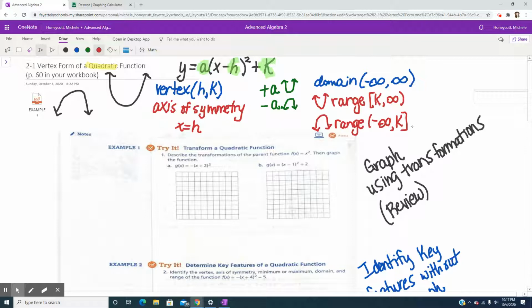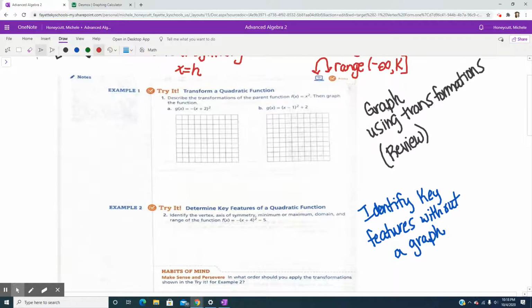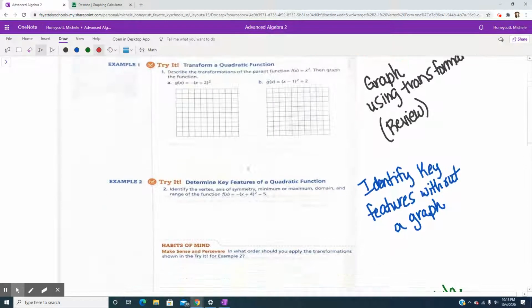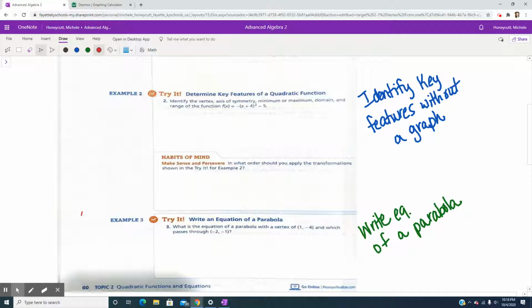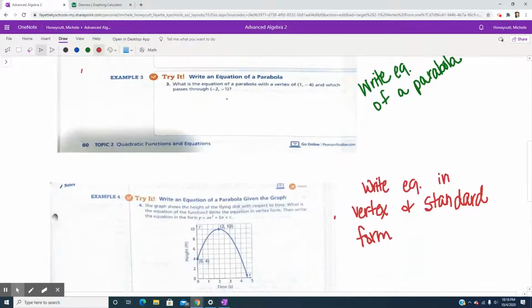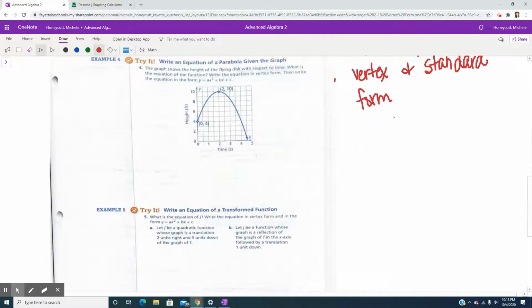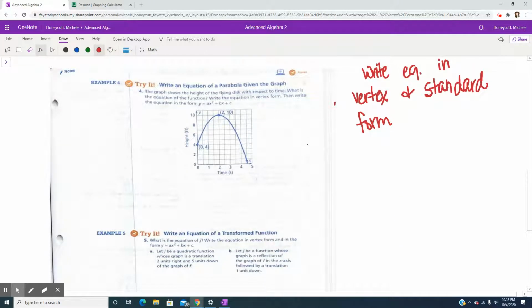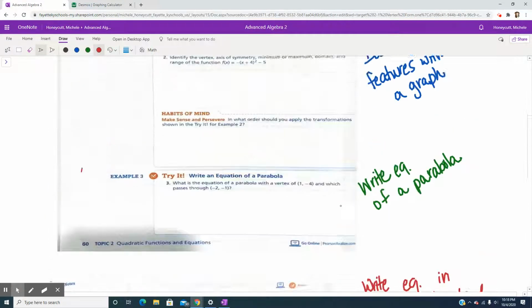So here, let me give you an overview of what the examples ask us to do in our notes today, and then we'll start working on them. So example number 1, it's kind of a review from last chapter. You're going to graph using transformations, and then we'll talk about how these transformations relate to the vertex form. Then example 2, we're going to identify key features without having to use a graph. So we don't have to graph all of ours, which is kind of nice. We don't have to graph forever. Example 3 is going to be how to write the equation of a parabola. Example 4 and 5 are how to write the equation of a parabola in vertex form, and then I'll also give you a preview of standard form that you're going to see next class.